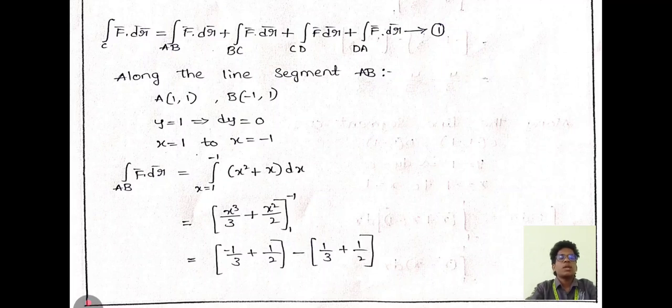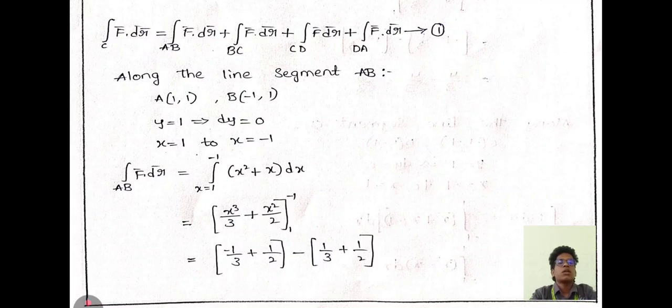Along the line segment AB, A is (1, 1), B is (-1, 1), y = 1, then dy = 0, and x goes from 1 to -1. The integral over AB of F̄·dr̄ is equal to the integral from 1 to -1 of (x² + x) dx.